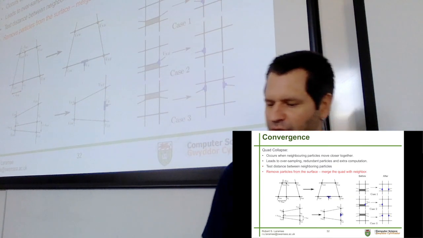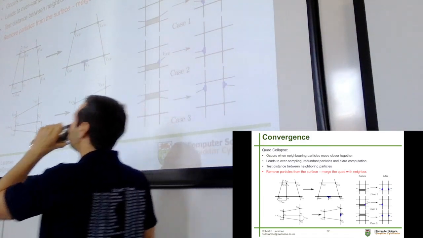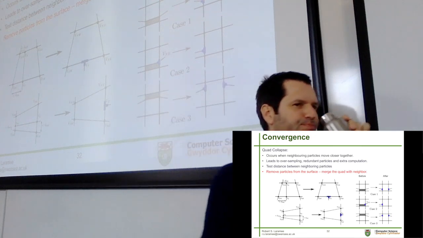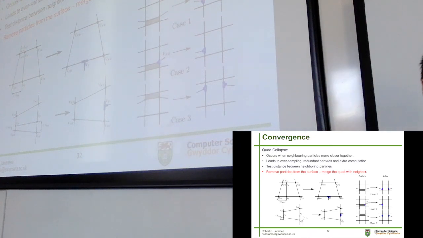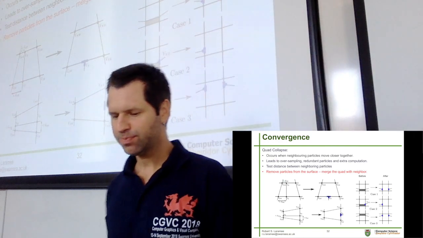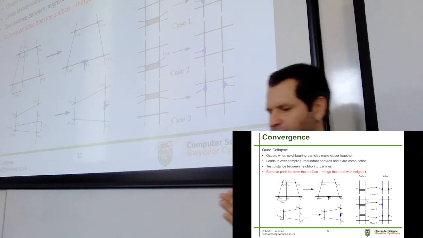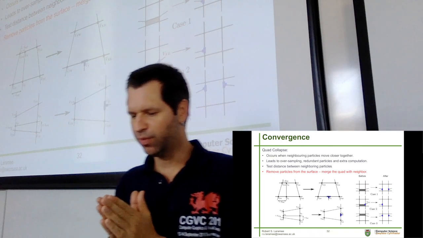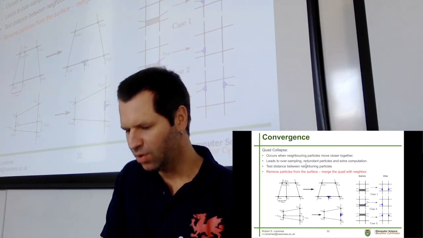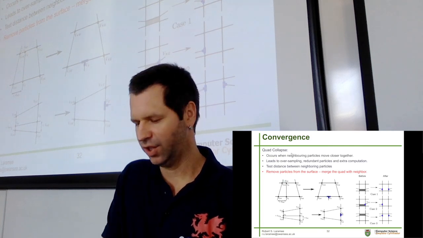Convergence is a little bit trickier. It doesn't happen as often. It's trickier. So instead of a quad splitting, a quad collapses, so to speak. And this occurs when neighboring particles are too close together. Look, I've even used the Queen's English here for you guys.